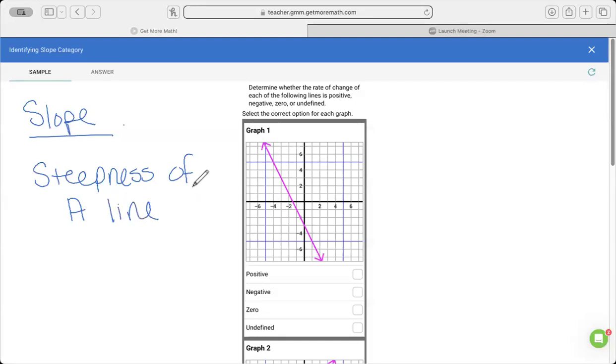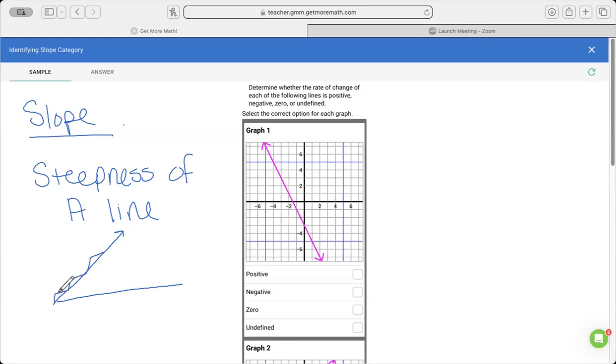Sometimes our lines are going to be super steep. When we're talking steepness, this kind of line is not as steep as this kind of line, right? This one's going up a whole lot faster, and this one is really gradual.